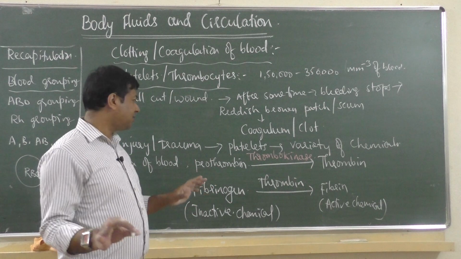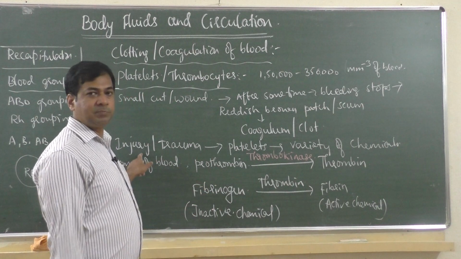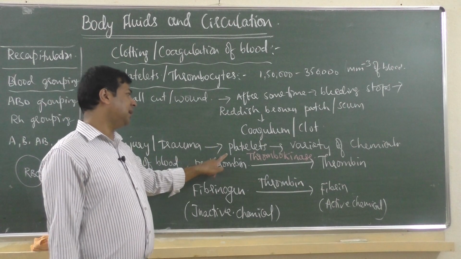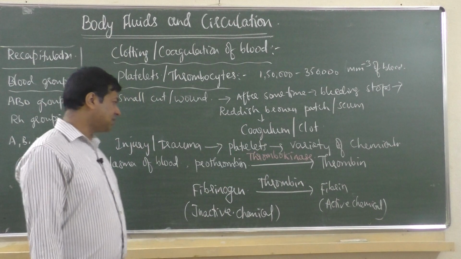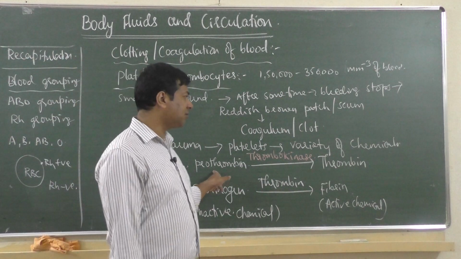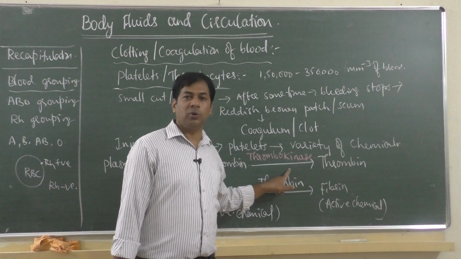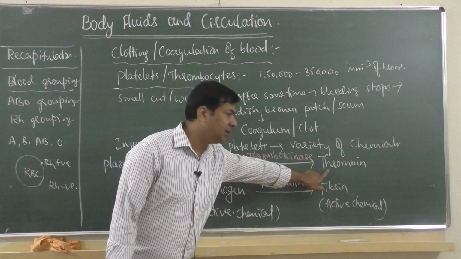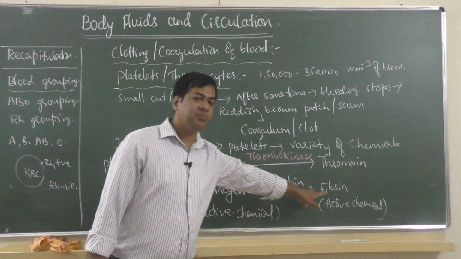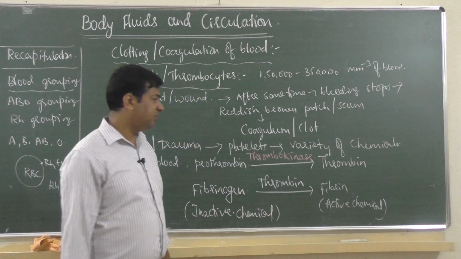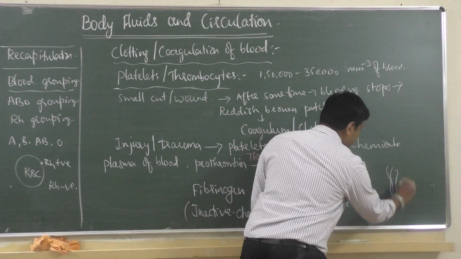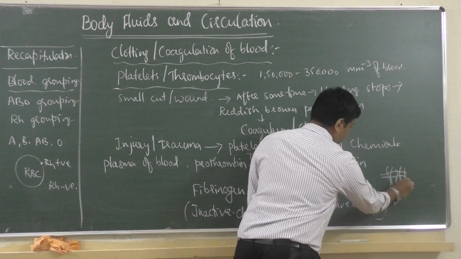I repeat: wherever there is injury, the cells present near the wound area will make platelets release a variety of chemicals. The first chemical produced is prothrombin, which is inactive, and it is converted to thrombin by the enzyme thrombokinase. Then this thrombin will make inactive fibrinogen produce fibrin. Then fibrin, what does it do? Fibrin is a thread-like material, like this.